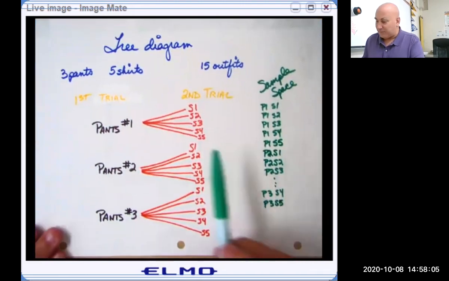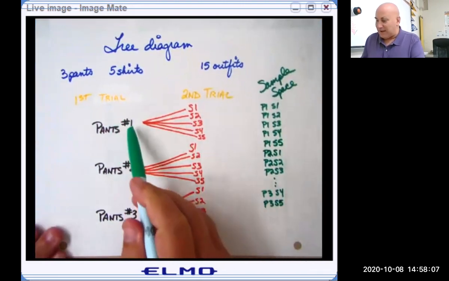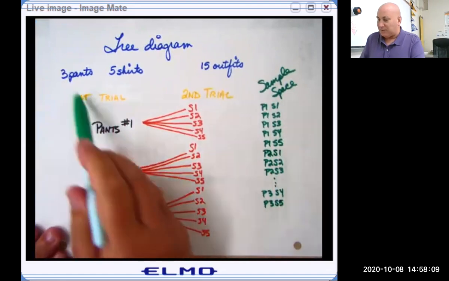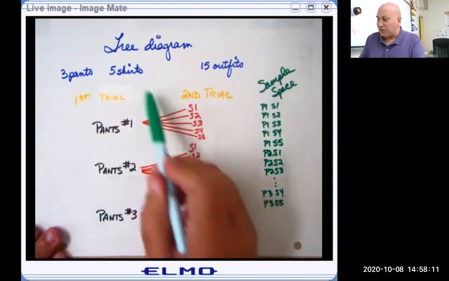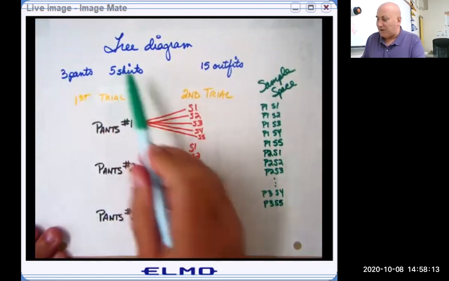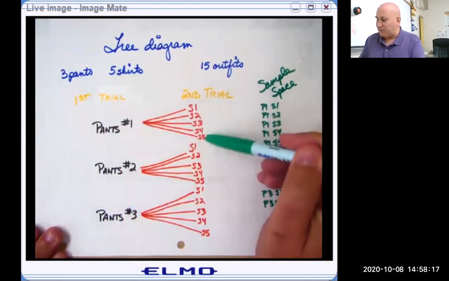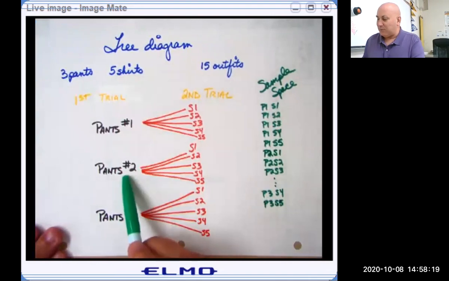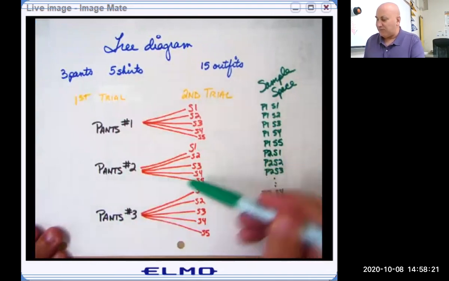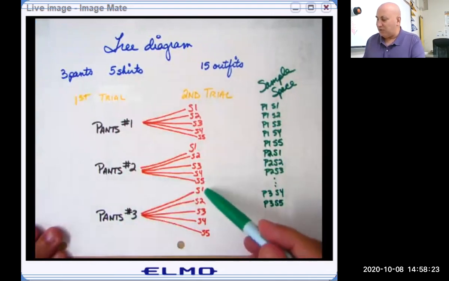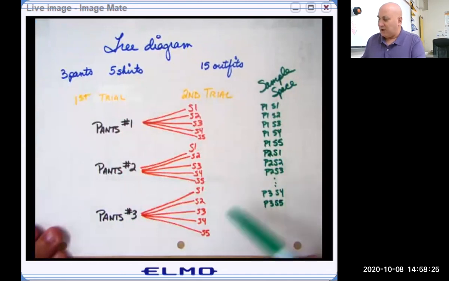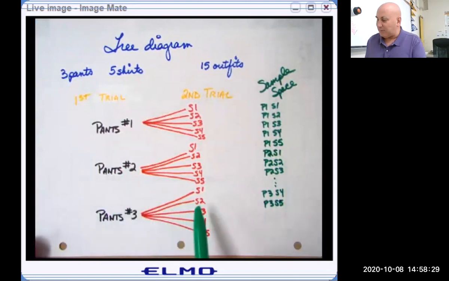Let's identify them. I'm just going to call my pants number 1, 2, and 3, because I have 3 pants. And my shirts will be shirt 1 through shirt 5. So for pants number 1, I have shirt 1 through shirt 5. Pants number 2, shirt 1 through shirt 5. Pants number 3, shirt 1 through shirt 5. And you can certainly see that we do have 3 times 5, or 15 possible outcomes.